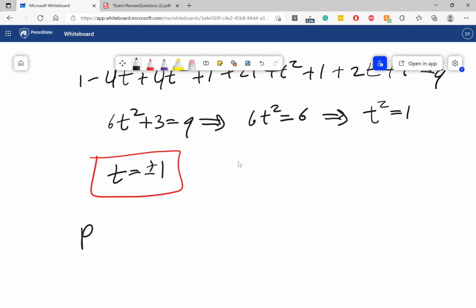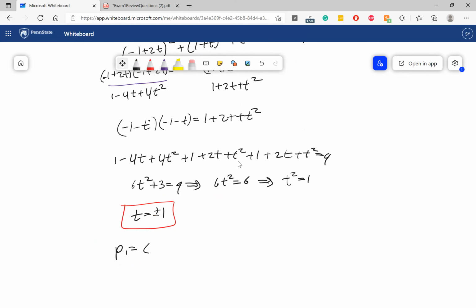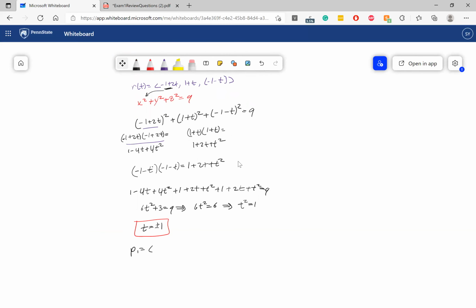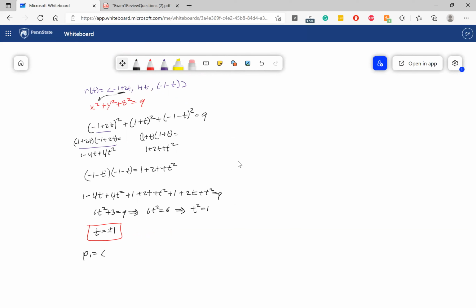So P1 is going to be, let's say, when we plug in the +1. We get -1 plus 2, which is 1, and 1 plus 1, which is 2, and -1 minus 1, which is -2. So that's our P1. Our P2 is going to be, now we plug in the negative 1. So we get -3, and then 0 and 0.